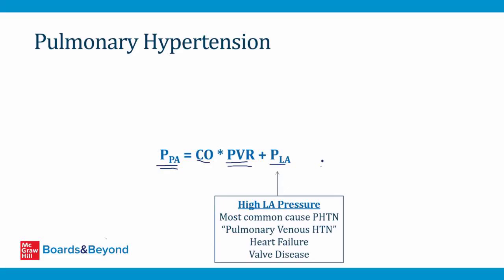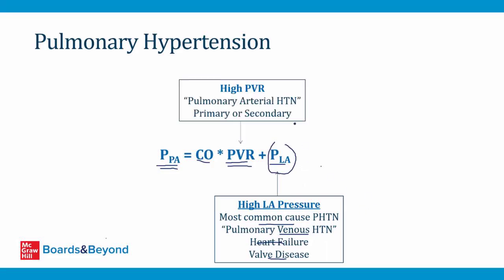So what are some things that can give us a rise in the left atrial pressure? Well, that's anything that causes the left heart to fail. So heart failure, valve disease, all these things can raise the pressure in the left atrium. And it turns out this is the most common cause of pulmonary hypertension. We call this pulmonary venous hypertension because the pressure is high in the pulmonary veins, which are connected to the left atrium. The other way you can get pulmonary hypertension is if you have a high pulmonary vascular resistance. When this happens, we call it pulmonary arterial hypertension because the pressure is high in the pulmonary arteries, but not in the pulmonary veins, which are beyond the lungs.